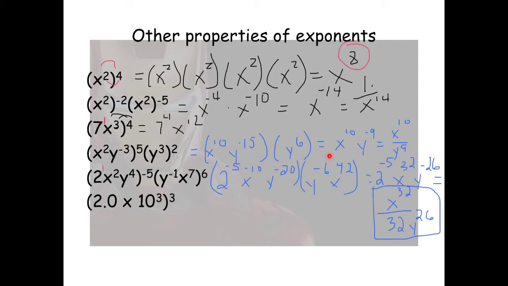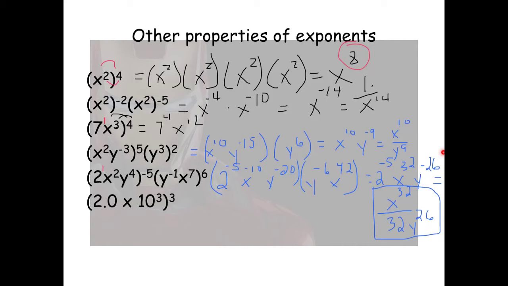So let's look at what we have alike. Is there any other number besides 2 to the negative 5th over here? Nope, so we're just going to carry that over. x and x, we keep the base, add the exponents, negative 10 plus 42 gives us 32. Keep the base, y to the negative 20, y to the negative 6 is negative 26.